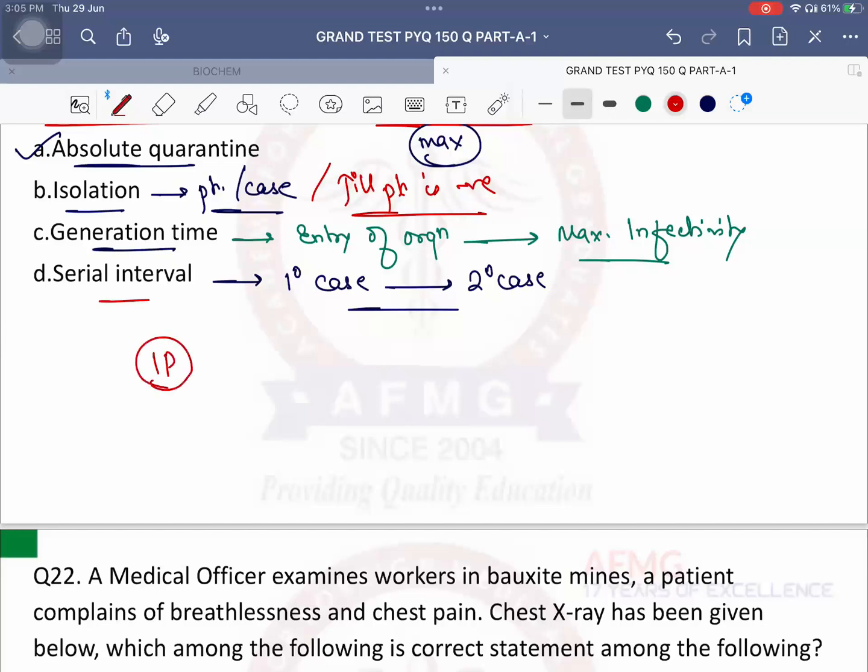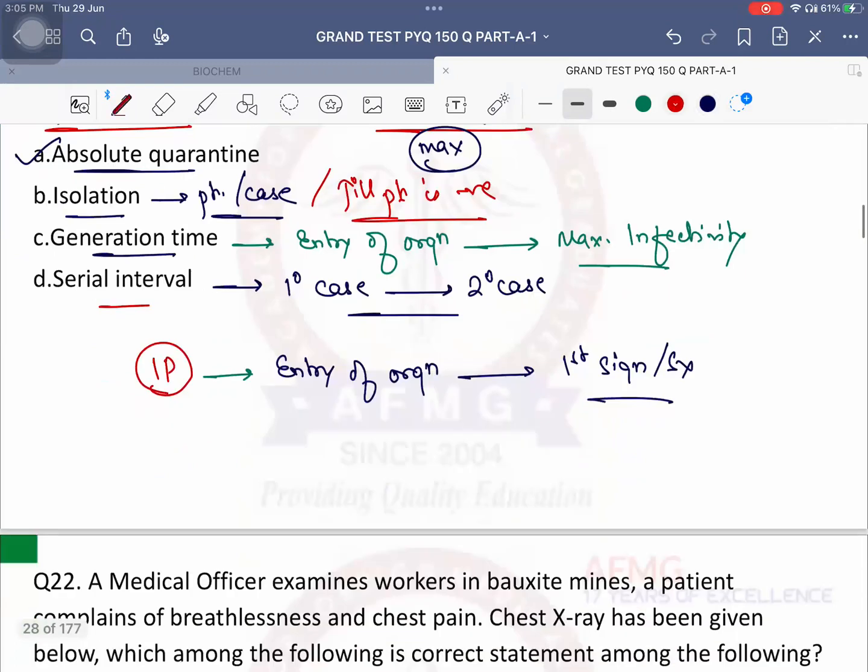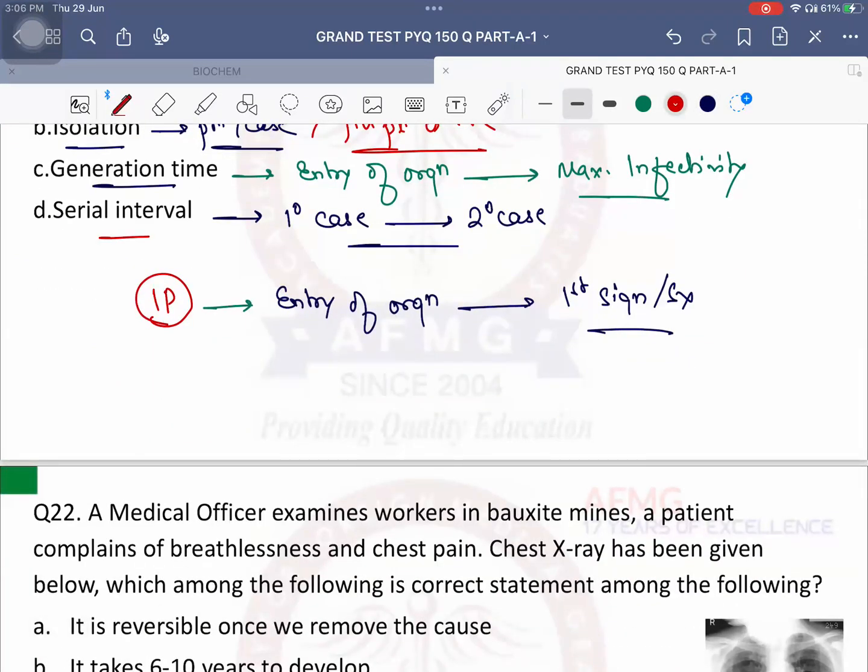And lastly, what is the incubation period then? Very good. So please remember the time period or the time gap between entry of organism in the body till the first sign or symptom in the patient. That is what is called as incubation period. So quickly, say important. The time gap from entry of organism in the body till first sign or symptom is known as incubation period. The time gap between entry of organism till maximum infectivity will be called as generation time. And the time gap between primary and secondary case of a disease is known as serial interval. All three definitions are very, very, very important. Okay? So that's important. Chalo. Because they have been asked in your examination some or the other time.